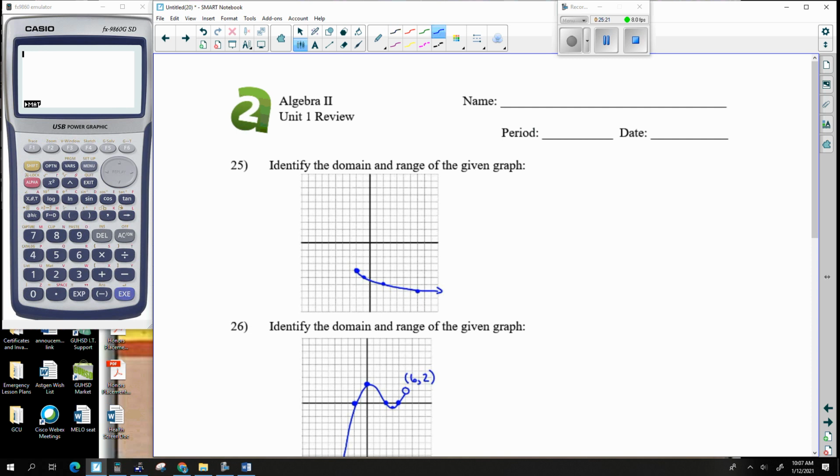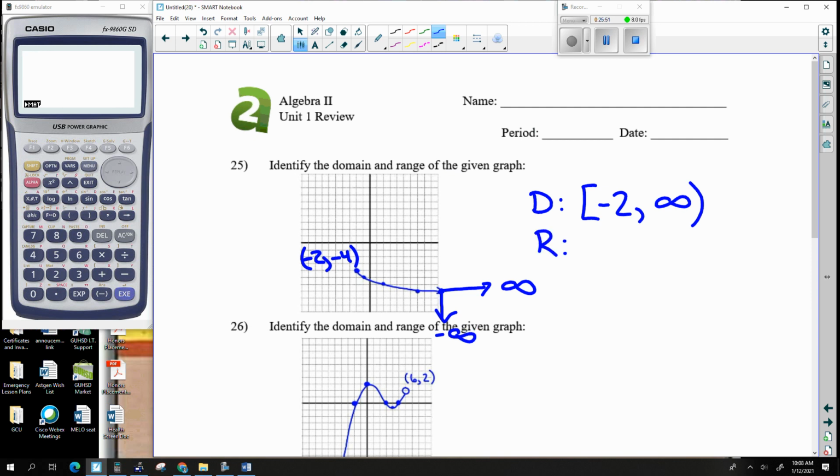All right, domain and range. I see that this point is at 2, -4. And I see that we have an arrowhead, so this goes to positive infinity and negative infinity. All right, so for the domain, the leftist thing that I have is -2. It's a solid dot, so it's a square bracket, -2. The rightest thing that I have is positive infinity. Range. The lowest thing that I have is negative infinity. The highest thing that I have is -4.